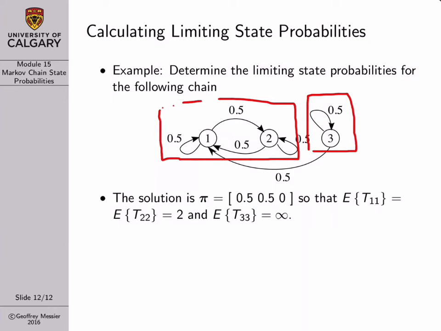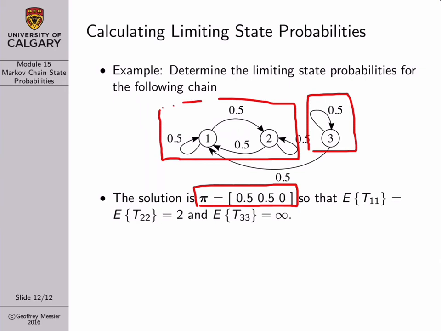Using both of the techniques that I presented in the last few slides, and I would encourage you to do this just for practice, solve for the limiting state probabilities. When you do that, you'll find that the limiting state probabilities for the three states are 0.5, 0.5, and 0. We knew that the limiting state probability for state 3 had to be 0 without doing any calculation at all because it's a transient state.